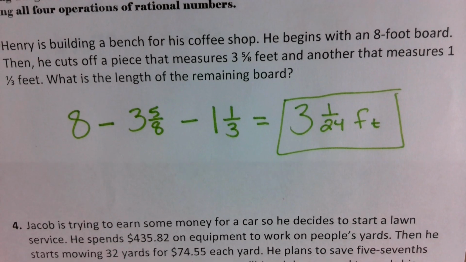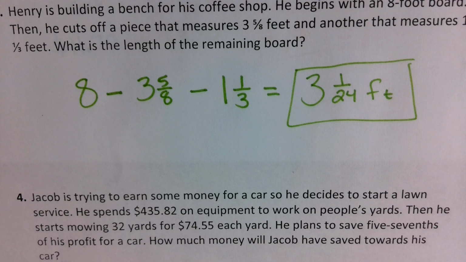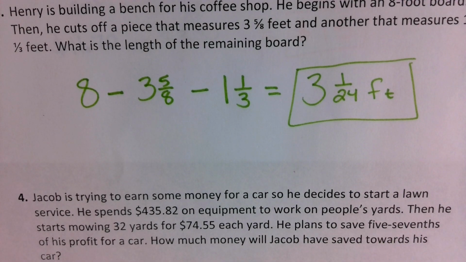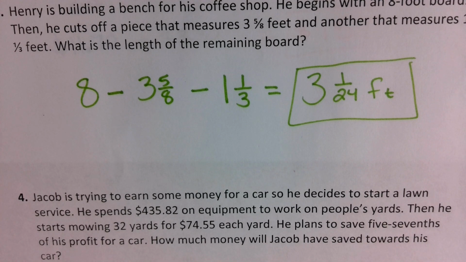Okay, I want you guys to try number 4 on your own. Jacob is trying to earn some money for a car, so he decides to start a lawn service. He spends $435.82 on his equipment to work on people's yards. Then he starts mowing 32 yards for $74.55 each yard. He plans to save 5/7 of the profit for a car. How much money is he going to save towards his car? Okay, you're going to work that one out on your own.